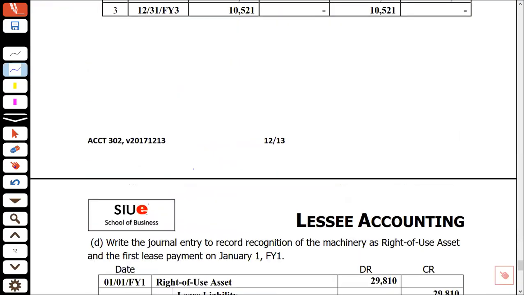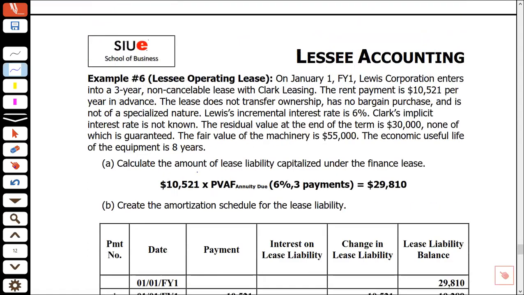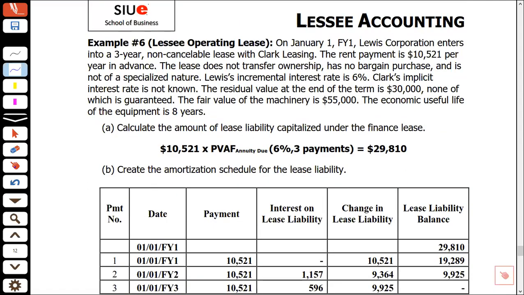I am going to start example 6 on another video, so it doesn't go too long if I try to jam all of example 6 onto this one. So if you're feeling like example 6, I will see you on the flip side.